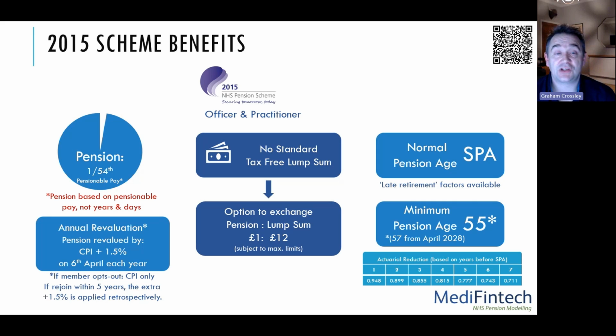The minimum pension age for this scheme is 55. Again, this is going up to 57 from April 2028. And there are those actuarial reduction factors that just simply spread out that pension over a longer period of time. So, for example, if you were going to be retiring at 60 and you wanted these 2015 benefits, you would be able to take 71.1% of those benefits.